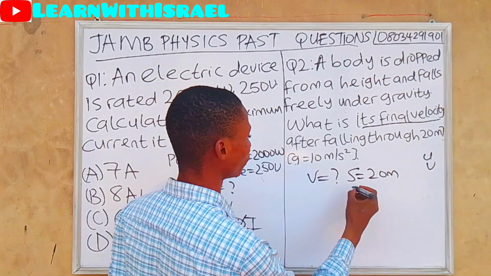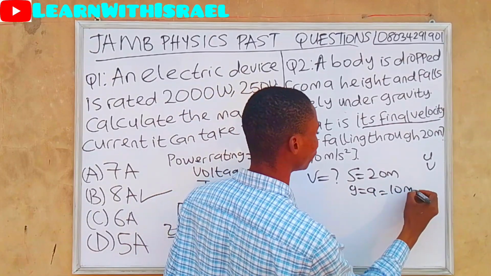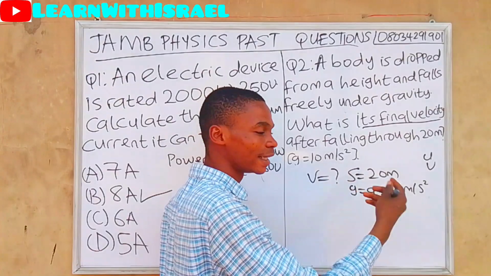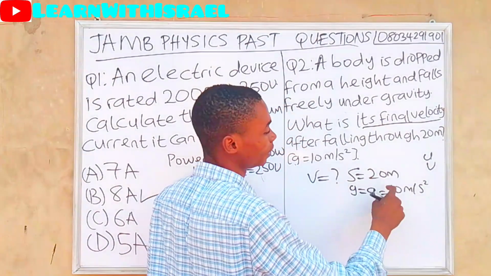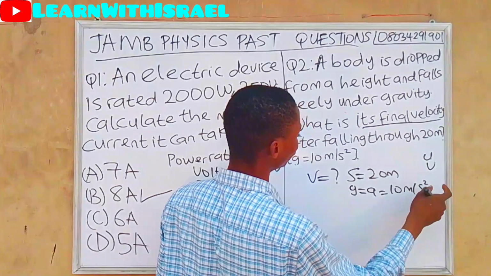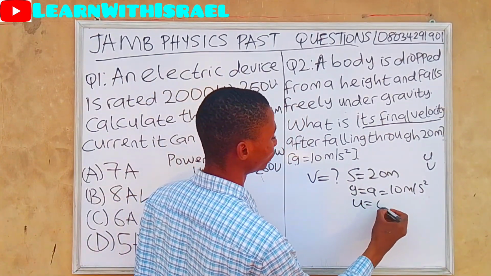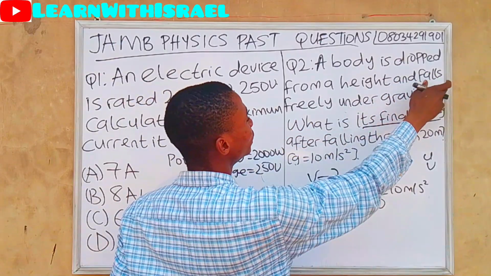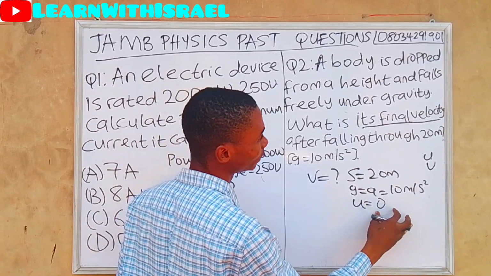Our gravity equals acceleration, which equals 10 meters per second square. We are not given acceleration, but gravity can also be represented as acceleration, and it can be represented as 10 meters per second square. So our u is 0. Why? Because it falls freely under gravity. So our initial velocity is 0.